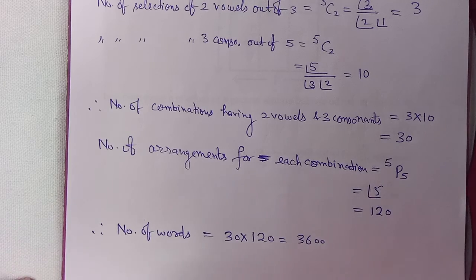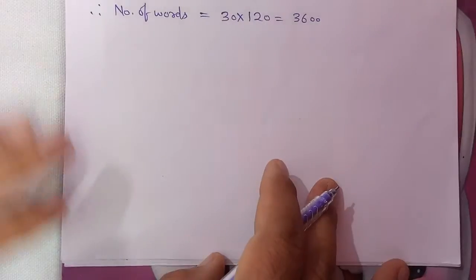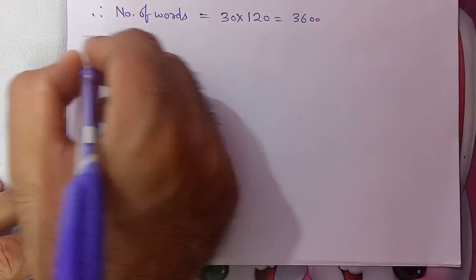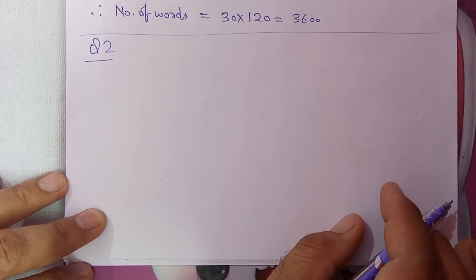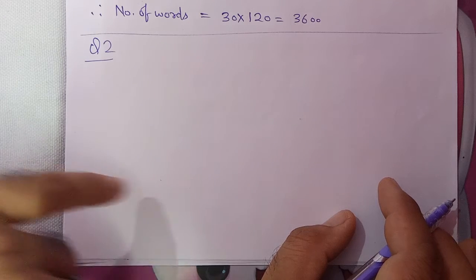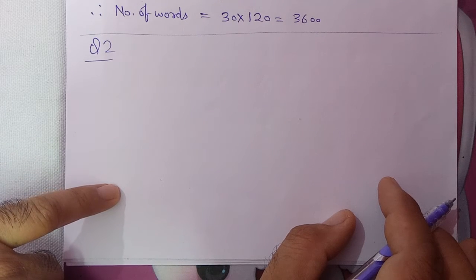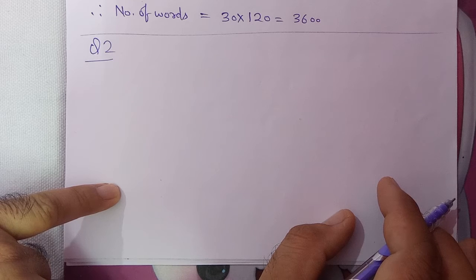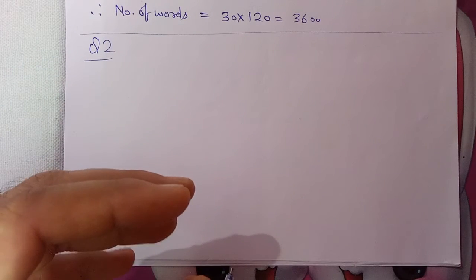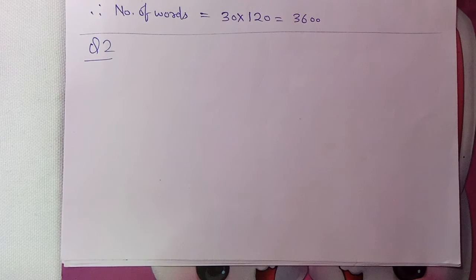Now next question is question number 2. Second question. How many words with or without meaning can be formed using all the letters of the word equation at a time, so that the vowels and consonants occur together? It means all the vowels are together and all the consonants are together. They are not in a scattered way.